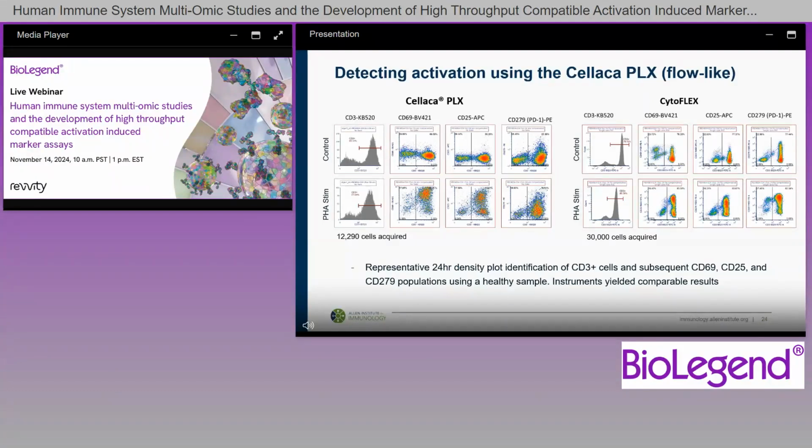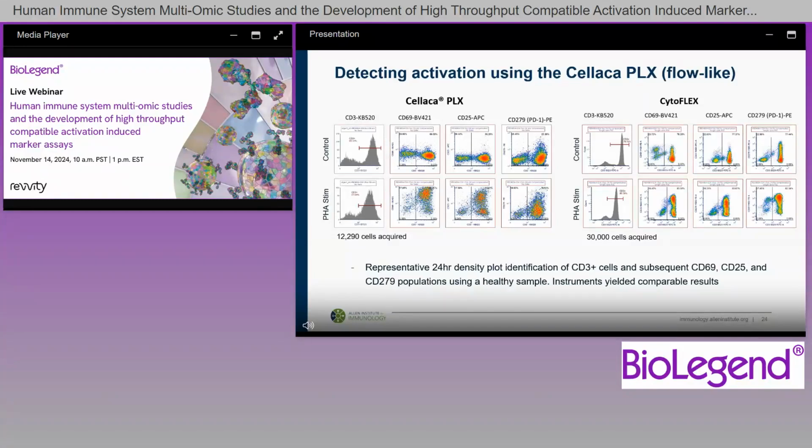Because the PLX outputs flow-like data, we were able to analyze the data in FCS Express, which allows us to compare the data from the PLX with a traditional cytometer. During our experiment, we did a full titration of PHA-P using healthy donor samples. Here we are showing results from one of those healthy donors. We compared an unstimulated sample to a stimulated sample.